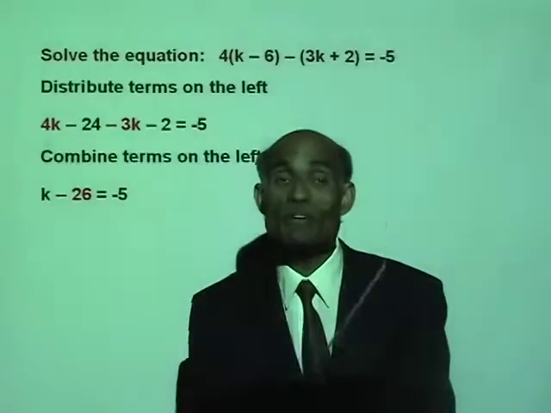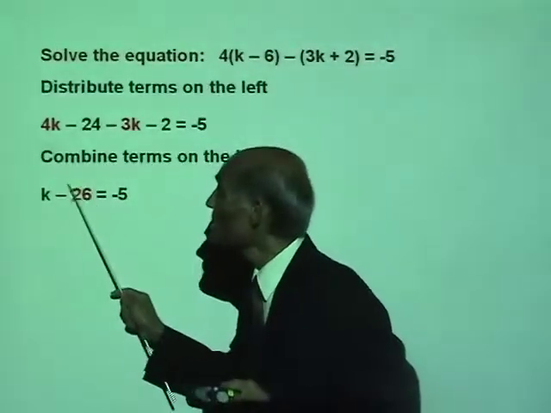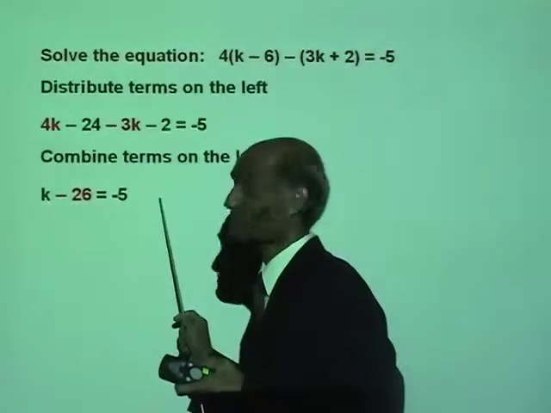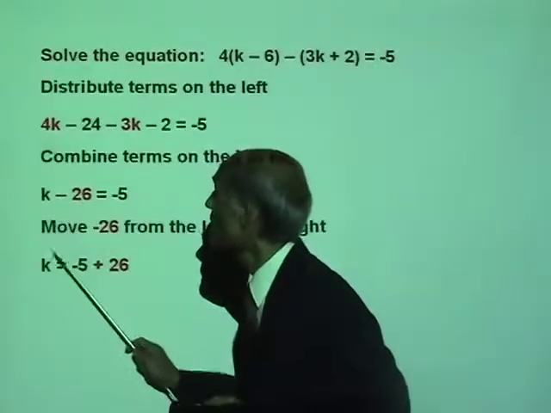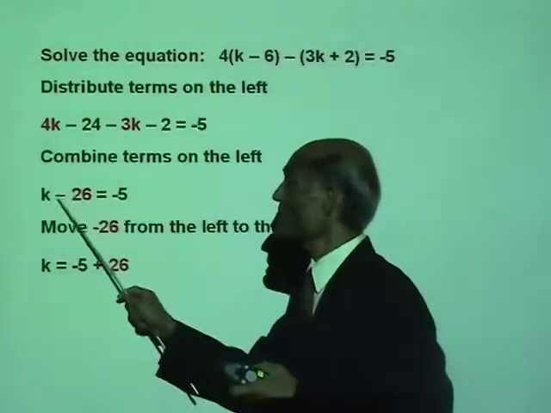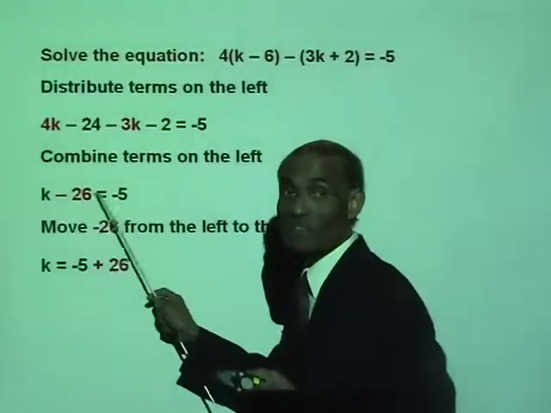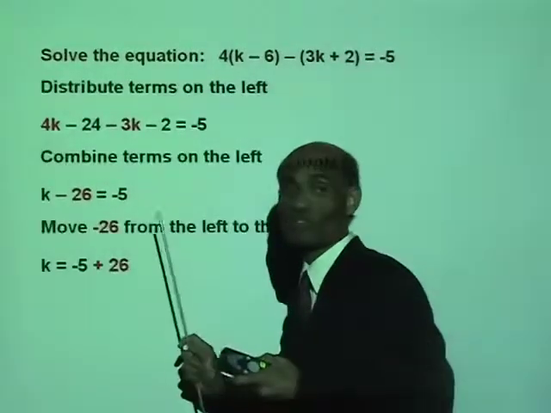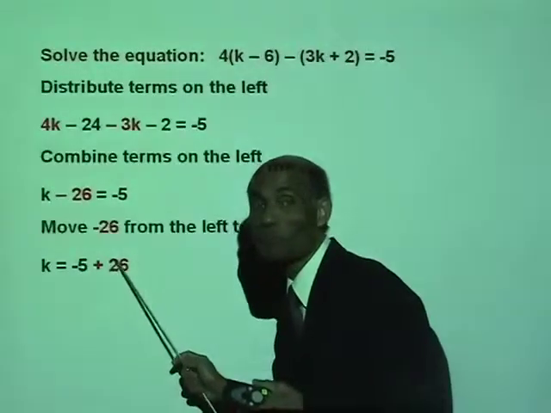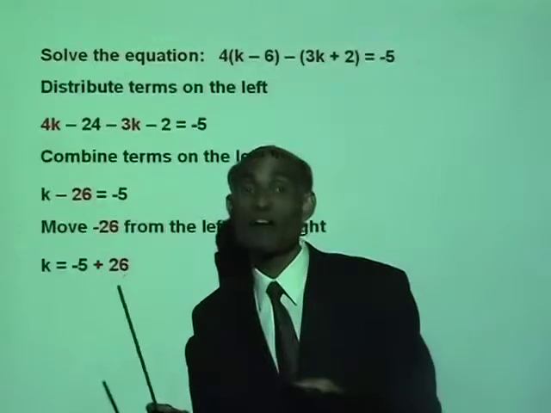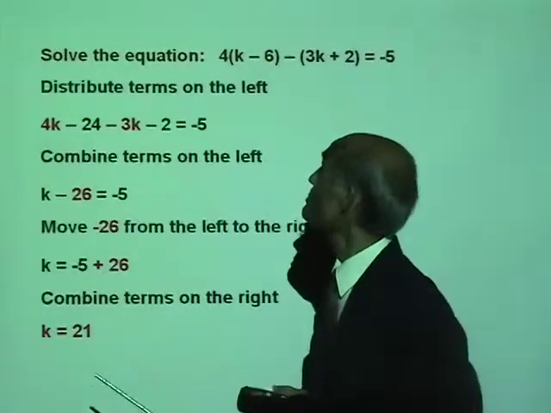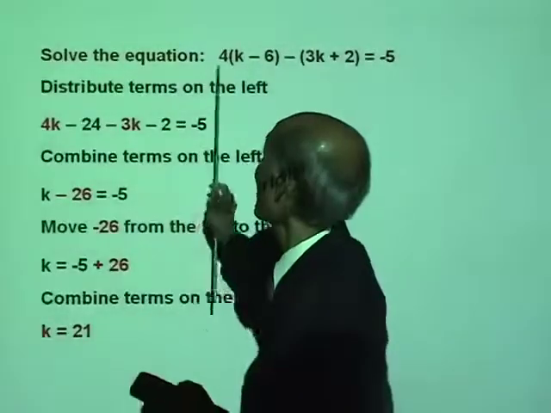There is only one more thing to do here, and that is move the negative 26 from the left side to the right side. Alright, so that becomes k equal to negative 5 plus 26. Negative 26 moved from the left to the right, becomes positive 26. Okay, now what's my right side? What is negative 5 plus 26? Negative 5 plus 26 is 21. K equal to 21 is the solution of this equation.